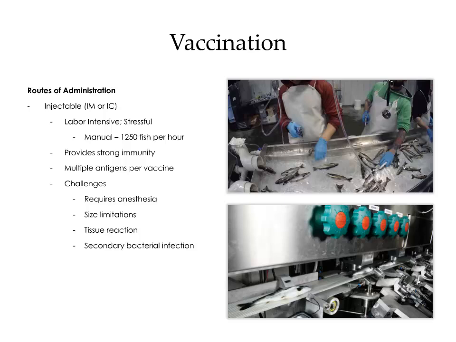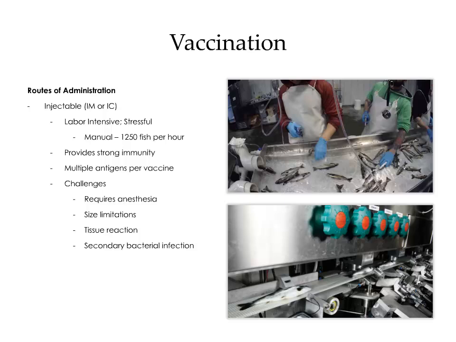Injectable vaccines can be administered in the muscle or the coelom. Injectable vaccines are labor-intensive and very stressful for the fish. The injections can be given manually, and highly trained personnel can administer well over 1,000 vaccines per hour. As technology advances, new methods of administration become available. With large-scale production, there are fully automated systems of vaccine administration. Injectable vaccines provide strong immunity, and multiple antigens can be administered per vaccine.